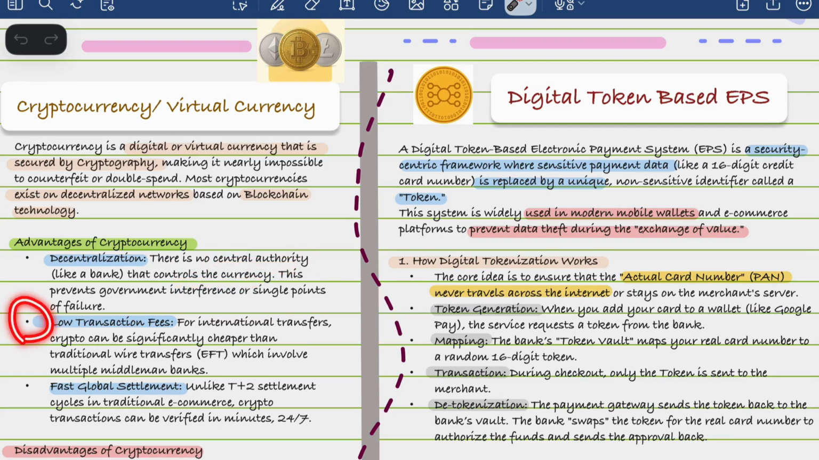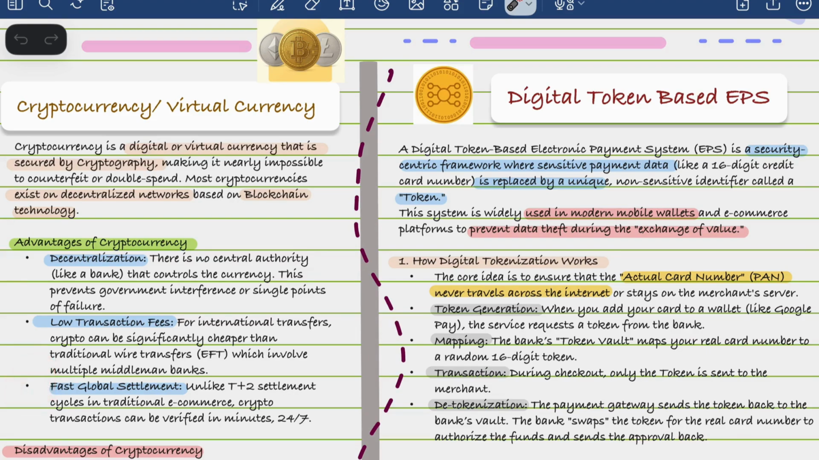Then comes low transaction fees. There are drastically lower transaction fees for cross border transactional value that is transferred by cutting out intermediary correspondent banks. Since there is no bank, crypto is significantly cheaper than EFTs. All right, because in EFT there are multiple middlemen banks involved, and they deduct transaction fees. So this is completely low in this scenario.